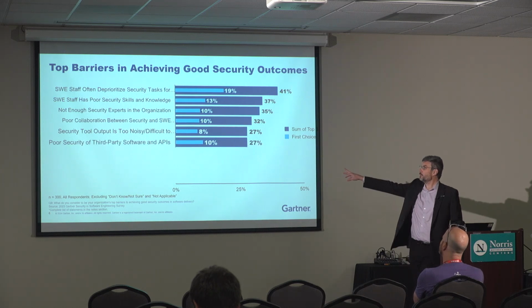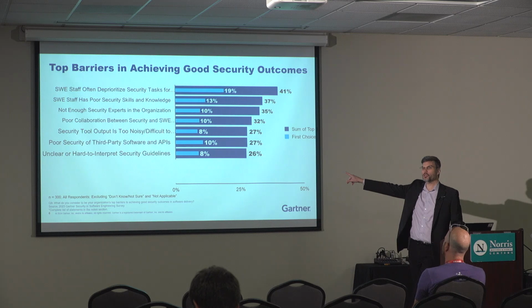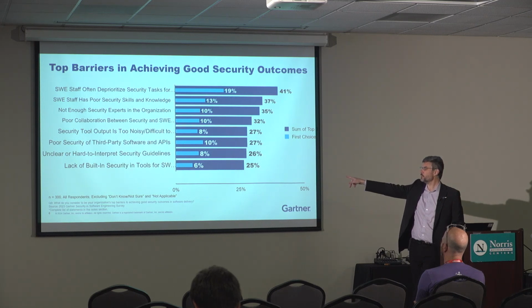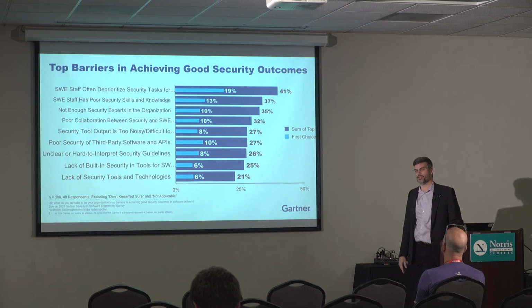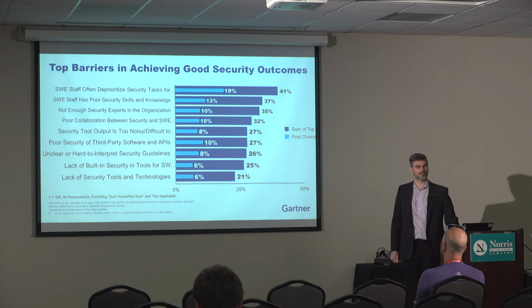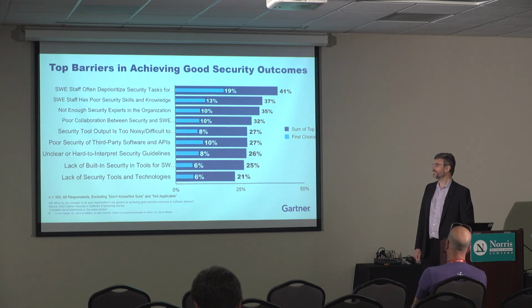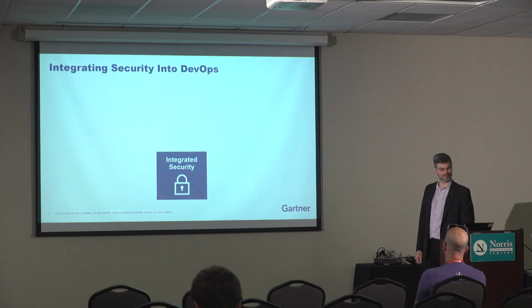Poor security of third-party software and APIs. Unclear or hard to interpret security guidelines. Why don't they just follow my rules? Why are they so dumb? Lack of built-in security tools for software. And finally, lack of actual tools and technology. That actually comes very, very far down in the survey compared to a lot of the other stuff. Because everybody's always saying, oh, if I only had a better tool, that would fix it, right? Not according to your developers.